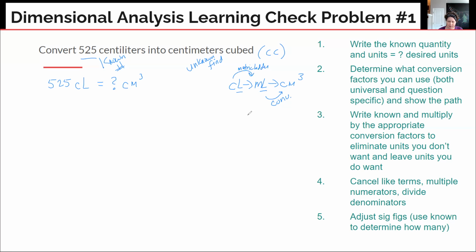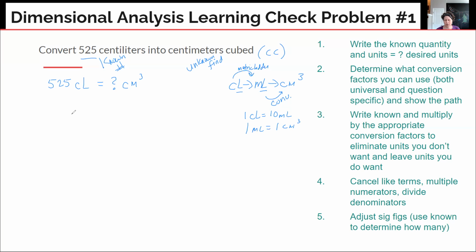So centi to milli is 1 hop to the right. So 1 centiliter equals 10 milliliters. Milliliters to centimeters cubed, right from our notes, 1 milliliter is equal to 1 centimeter cubed. So I have my 2 conversions over here.